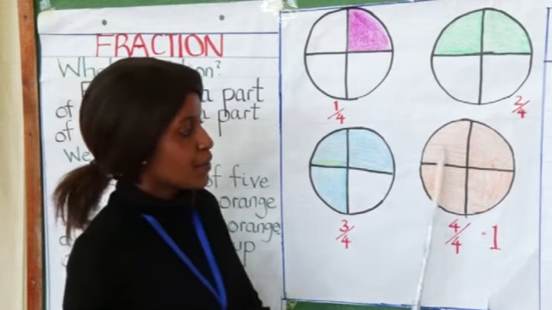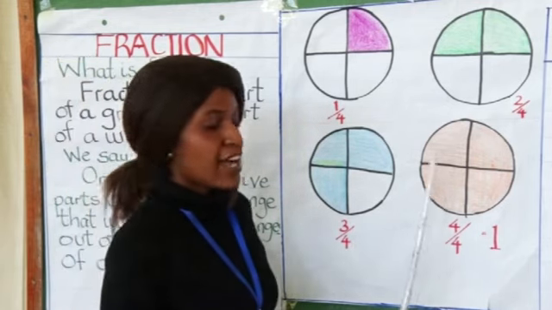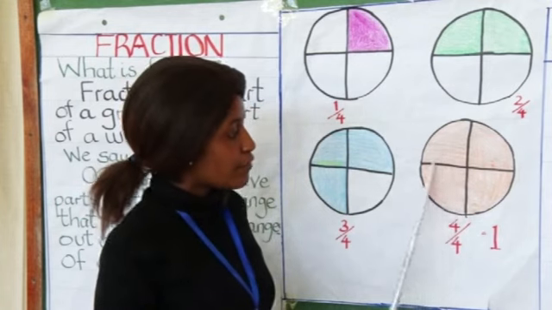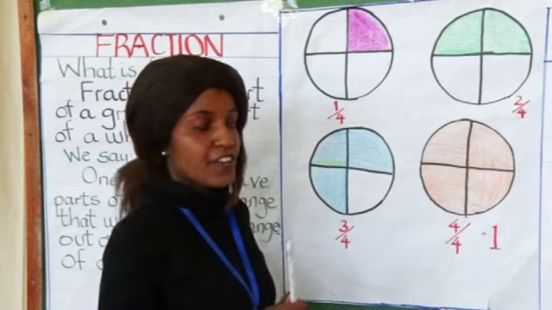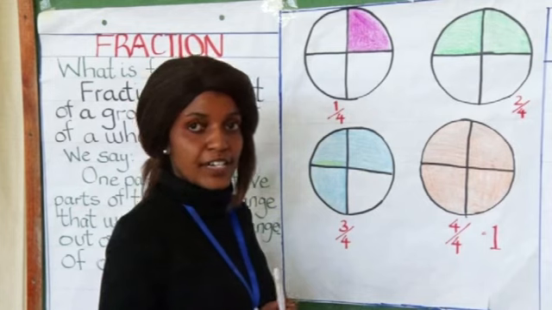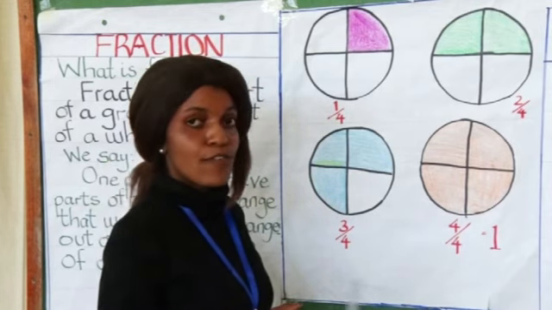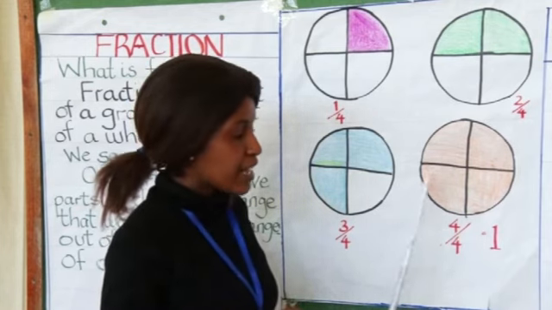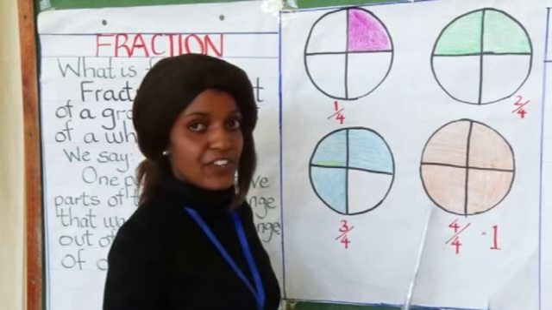Again, here, we have a drawing which has four parts, and all four parts are shaded. The fraction of it will be 4 over 4. Four parts out of four parts are shaded.